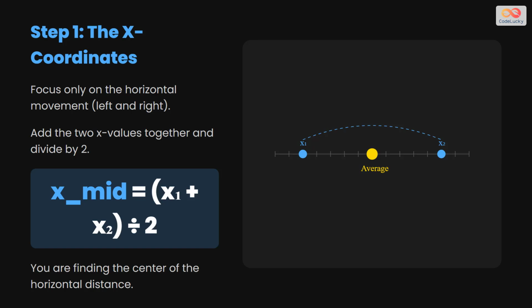Let's break it down. First, look at the horizontal values or the x-coordinates. To find the x value of the midpoint, you only need to average the x values of your endpoints. Add the first x and the second x together, then divide the result by 2. This gives you the horizontal center.